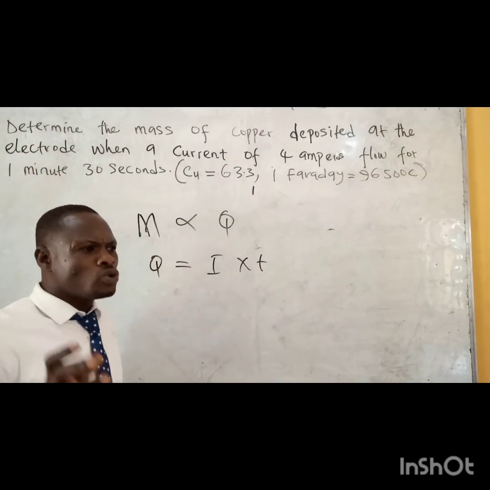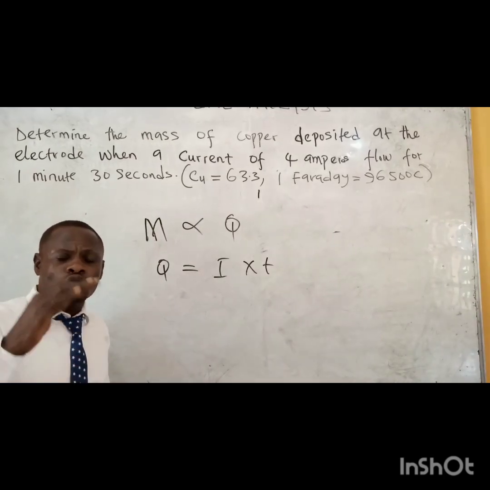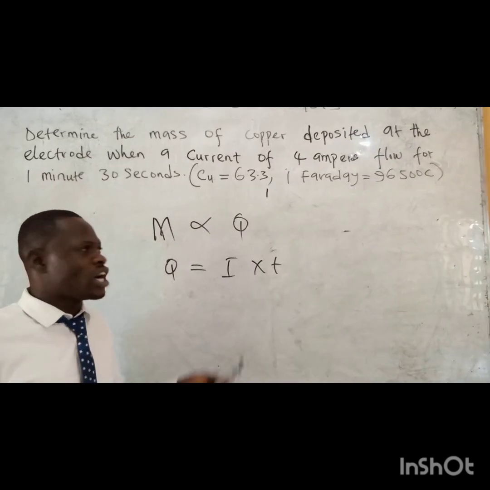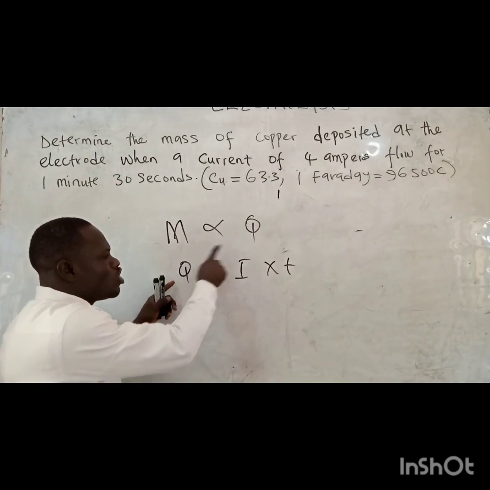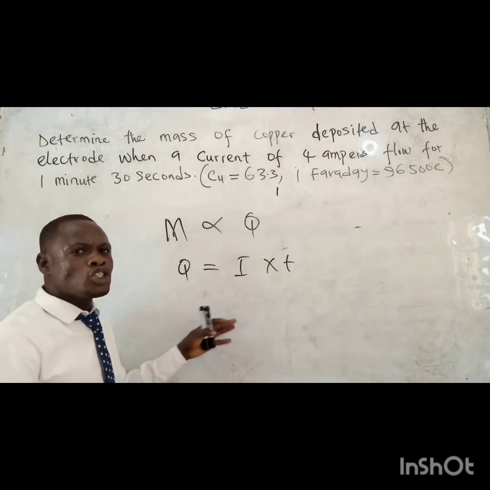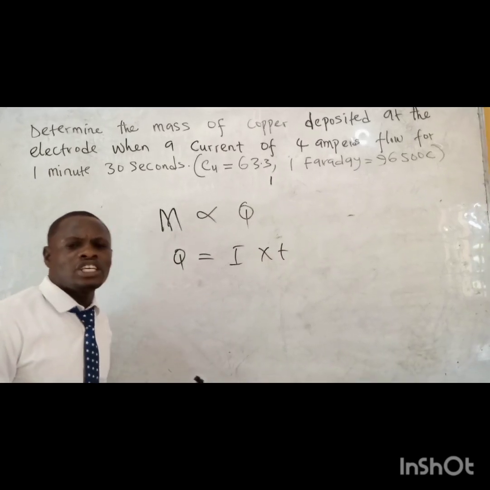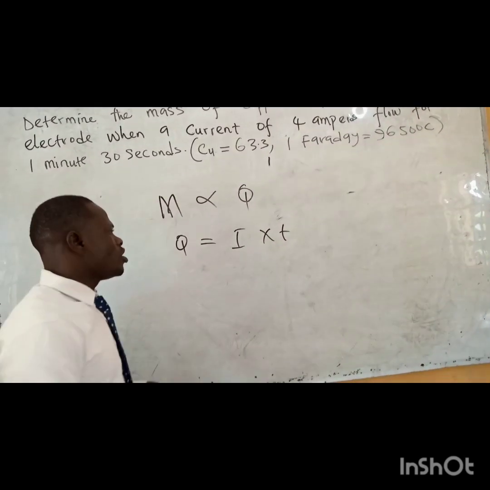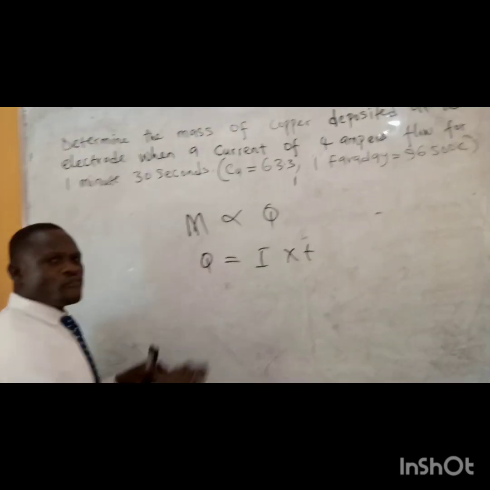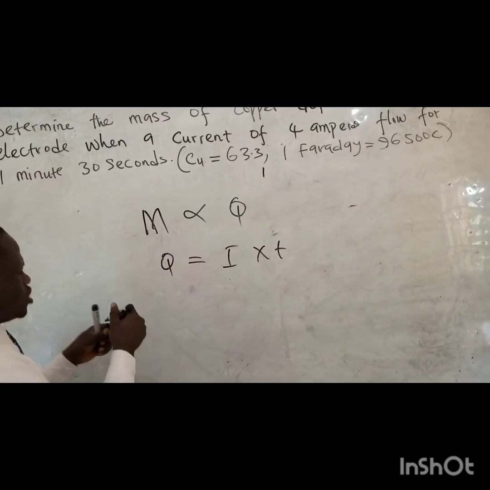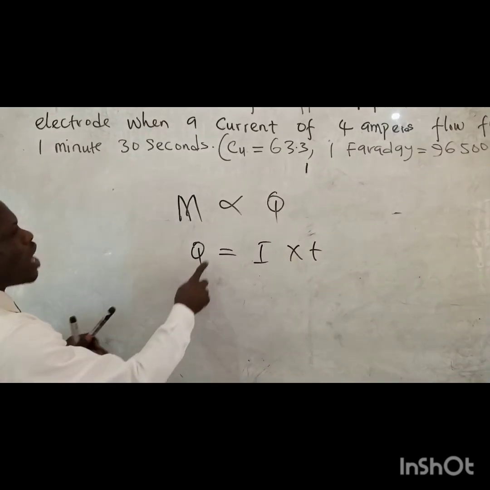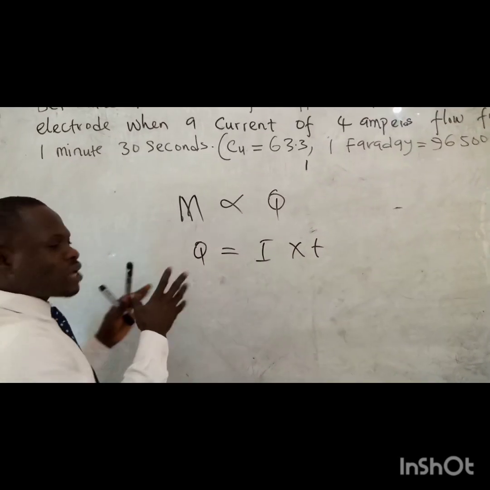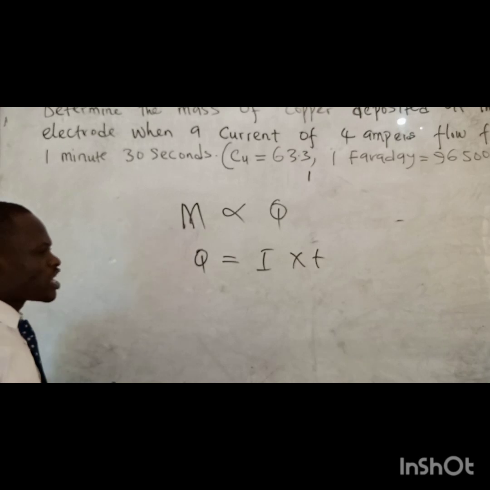You should know that there are two steps used in calculating with Faraday's first law of electrolysis. The first one is to determine the quantity, and the second one is to use the half equation to determine the last one. So let's go to the first step. We have to look for the quantity first, so that we can fix it into the equation. Then we'll get our answer.